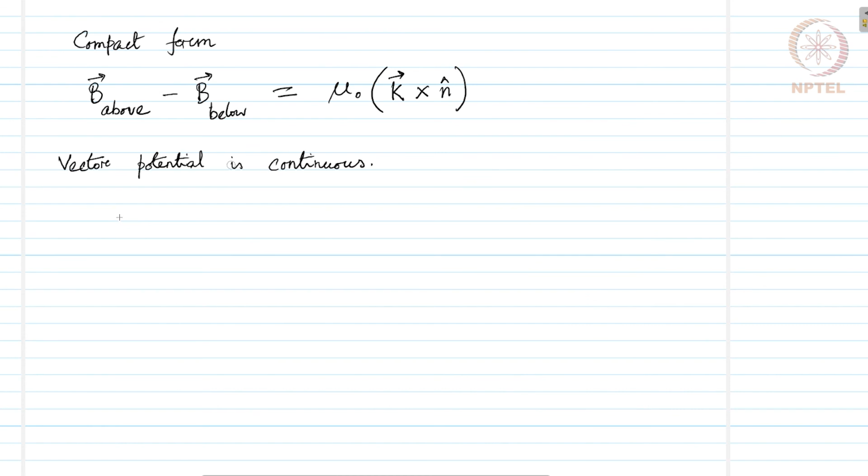So, we can write the discontinuity in the magnetic field in terms of the normal derivative of the vector potential in the following way: del A above del n minus del A below del n, this quantity equals mu naught K. This equation does not say anything about the vector potential itself, rather it expresses the discontinuity in the magnetic field that we have already derived.